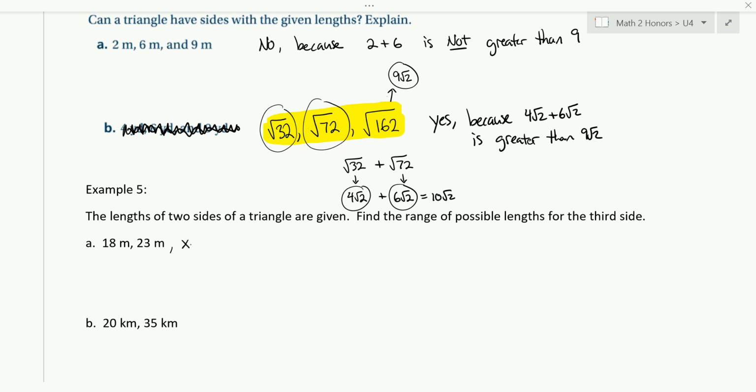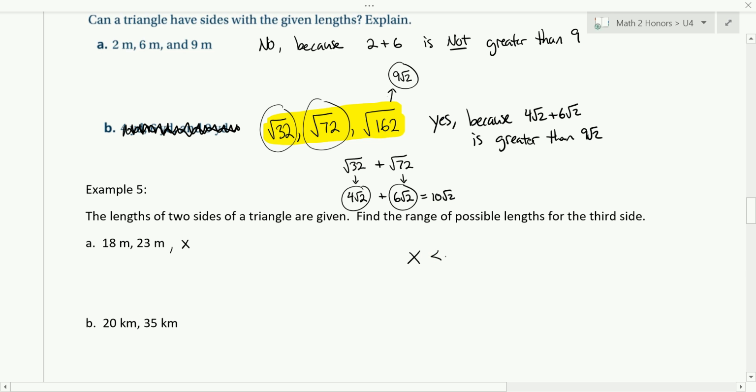You're going to give me an upper bound and a lower bound. You're going to say, well, it's got to be in between these two numbers. It can't be bigger than this number, but it can't be smaller than that number. So let's think about the upper bound. X has got to be smaller than what?